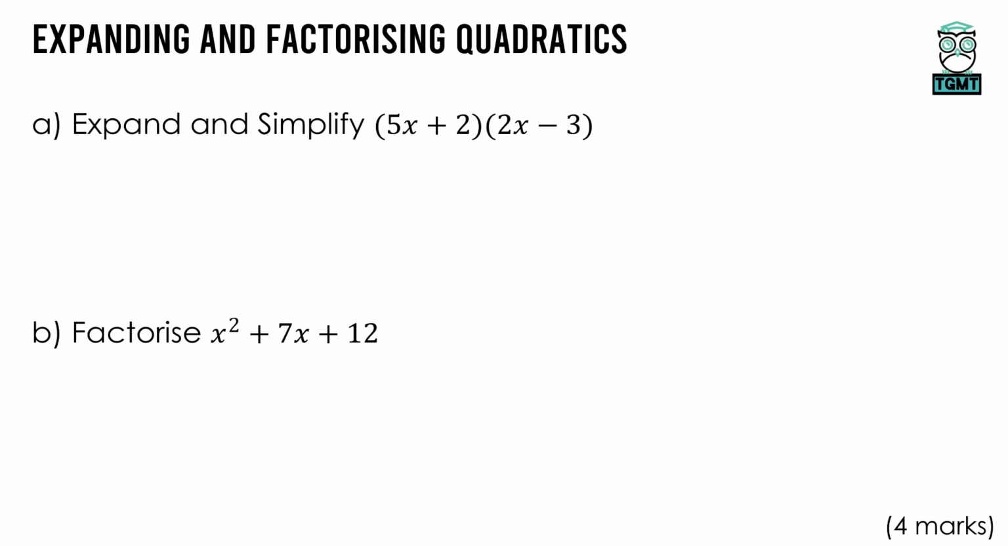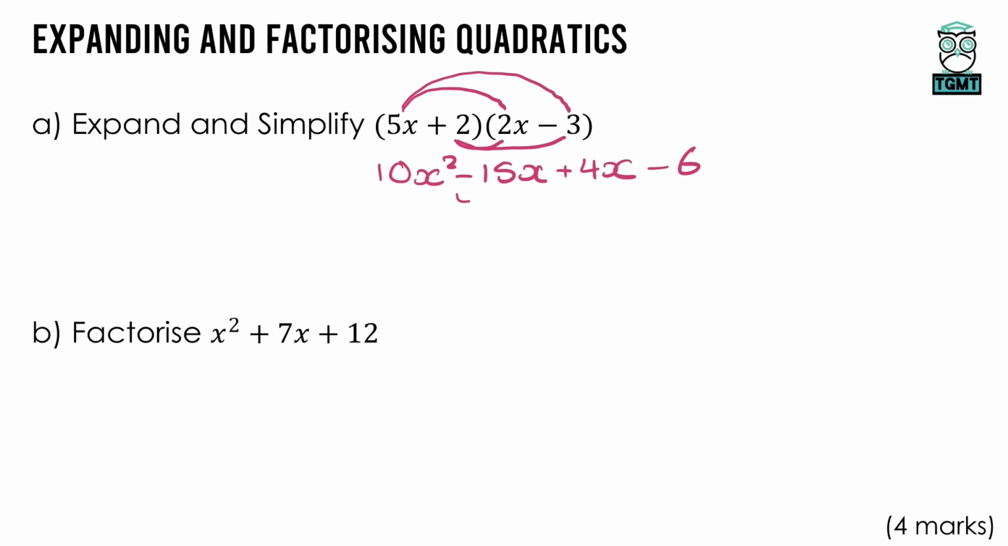And on to expanding and factorising quadratics. So here we're going to start with expanding and simplifying a double bracket. So we have 4 multiplications to do. We're going to first multiply the 5x by both pieces in that second bracket. 5x times 2x will give us 10x squared. And 5x times negative 3 is negative 15x. We can then move on to the 2. So 2 times 2x, and that's positive 2 times 2x, so positive 4x. And then positive 2 times negative 3 makes negative 6.